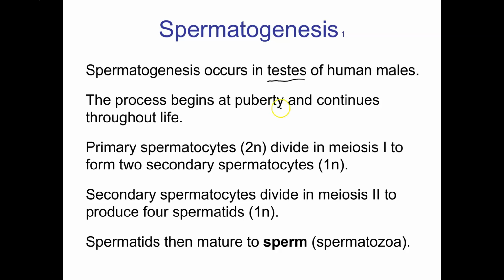This process, which I think I told you in the last video, occurs starting at puberty in males, and it continues until death of the male in general. We start with a primary spermatocyte. This is a diploid cell. So he is diploid, which you can see with that 2N.